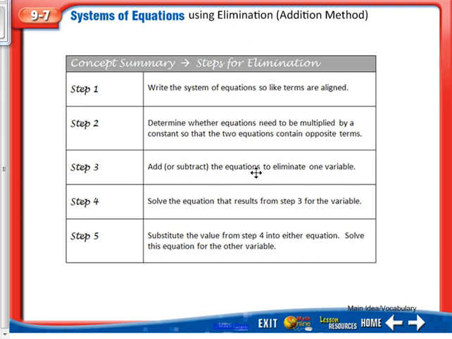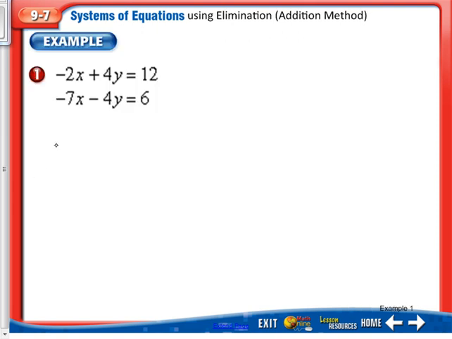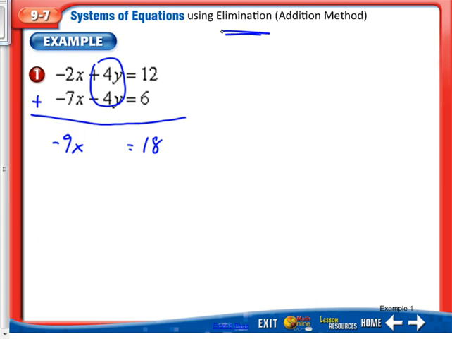Now it says add or subtract the equations to eliminate one variable. So what I'm going to do here is draw my line across on the bottom, and we're going to add this entire thing. Think of this as one giant addition problem. So this is a negative 2x and a negative 7x. We're going to end up with a negative 9x. Now, the 4y is going to cancel. We have a positive 4y and a negative 4y, so it's just gone. And then right here, we're going to have 18. So what we've done is we've just eliminated a variable, hence the phrase solving systems of equations using elimination.